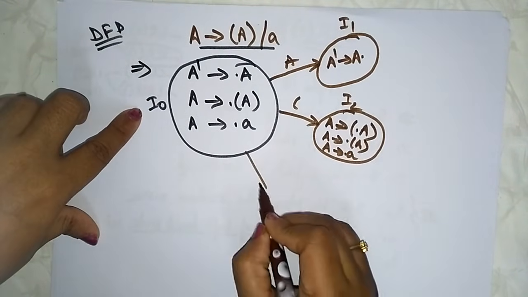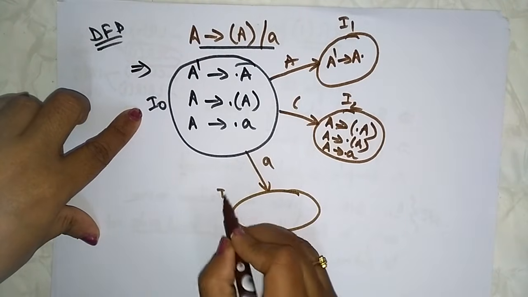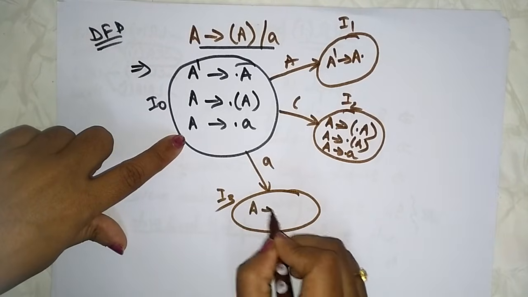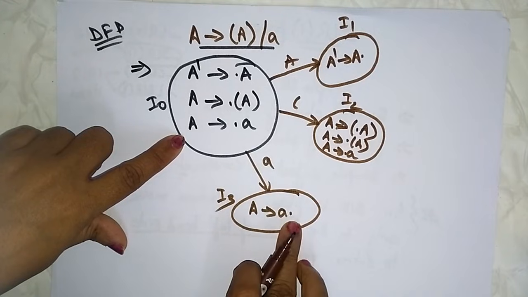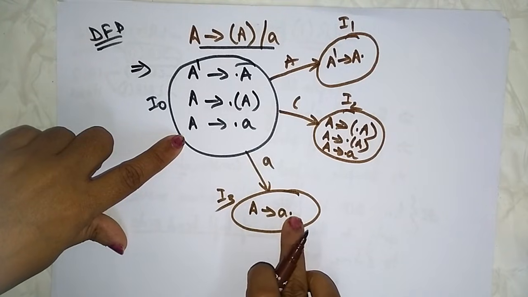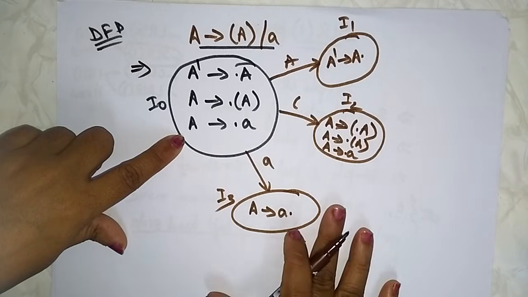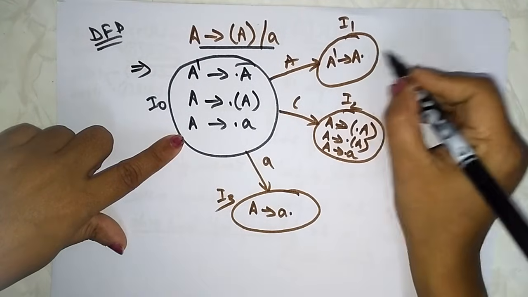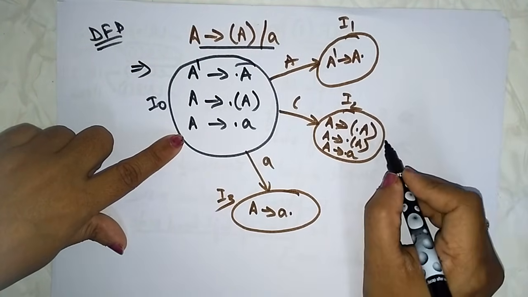Now let's see the terminal A. Let's take the input terminal A in I3. A determines A dot: just move the dot to the right-hand side. After the dot, no terminal or non-terminal is present, so this stops here. There are no productions to continue.